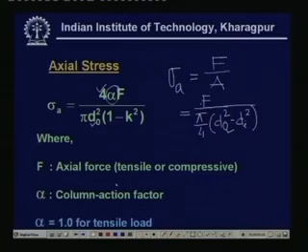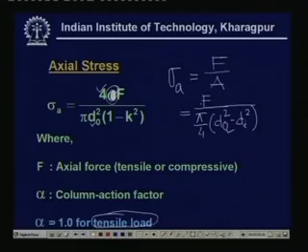However, this column action factor is introduced whenever we compute the axial stress. When alpha becomes 1, it means there is no alpha; you just erase this alpha, and the equation remains the same as the old one we did in an earlier lecture, when you have just a simple tensile load.